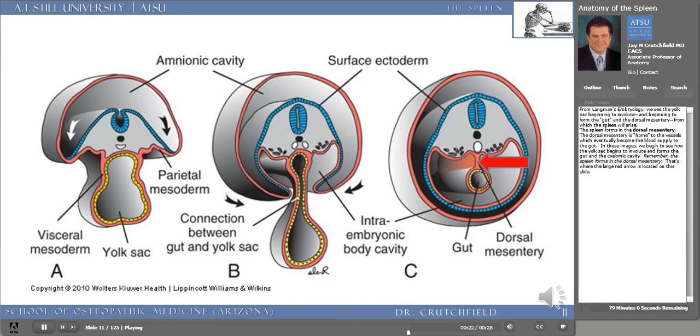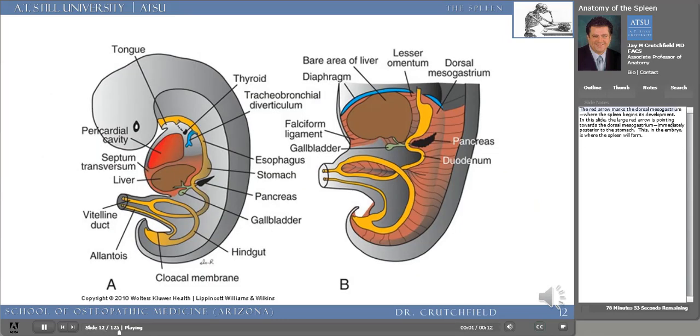Remember, the spleen forms in the dorsal mesentery. That's where the large red arrow is located on this slide. In this slide, the large red arrow is pointing to the dorsal mesogastrium, right behind the stomach. This, in the embryo, is where the spleen will form.